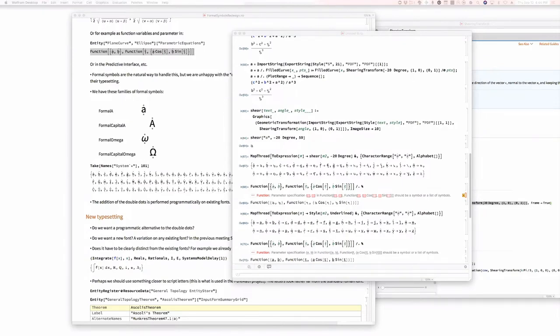So one problem with underline is there isn't a good way to handle what if you want to underline a formal character or a block of text. Sorry, does anybody know where I'm saving this? Or you have a fraction that contains underline, underbar, underline character. Yeah, SW notes variables. Thank you.